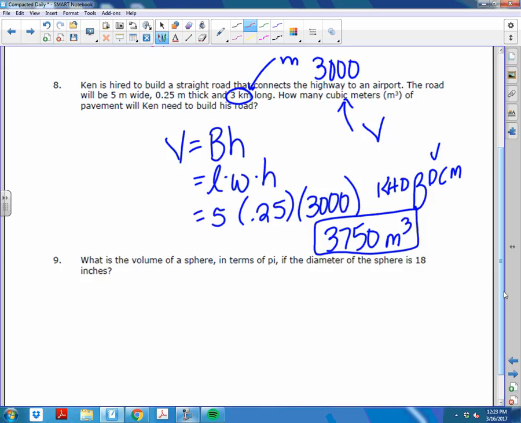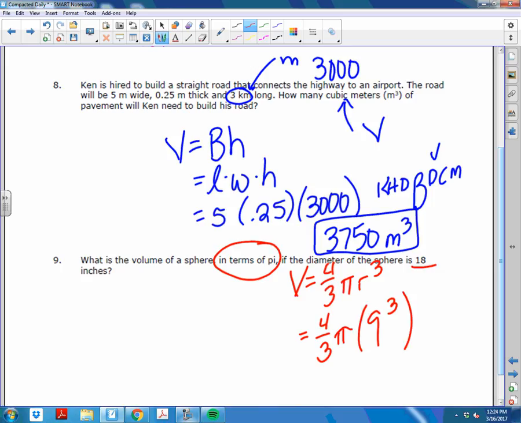Okay, let's get through this. What is the volume of a sphere in terms of pi? And once we see this, we should be thinking happy thoughts, right? The diameter of the sphere is 18 inches. So we end up with the formula, which is 4/3 pi r cubed, but we don't have to use 3.14. So what we end up with is 4/3 pi times 9 to the 3rd power, because that is half the diameter. Once we do all that, we end up with 3,052.08 cubic inches.